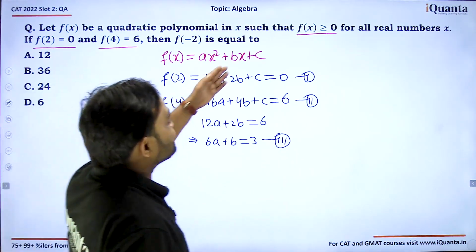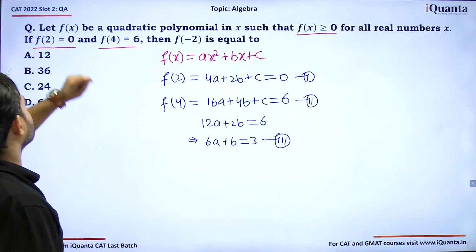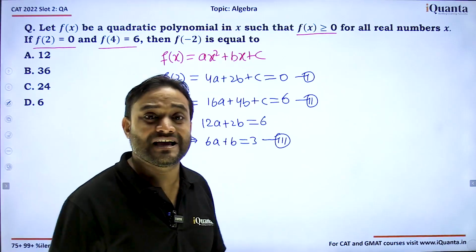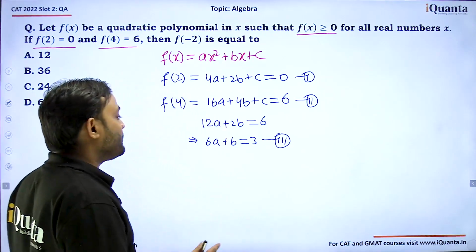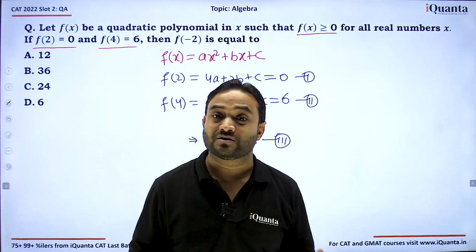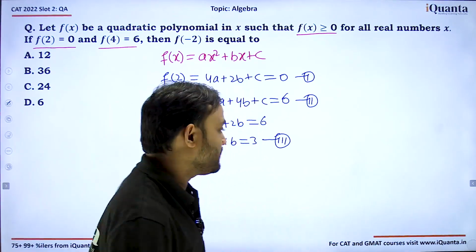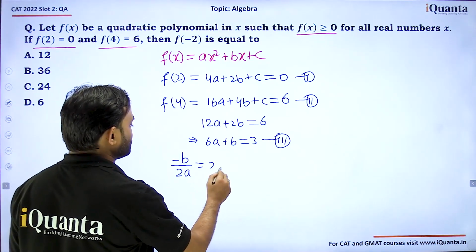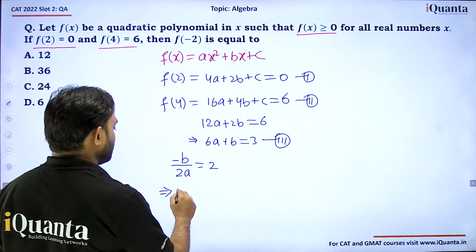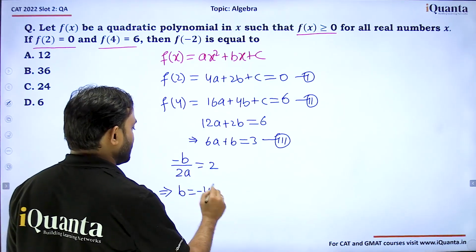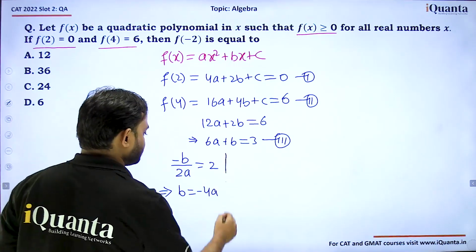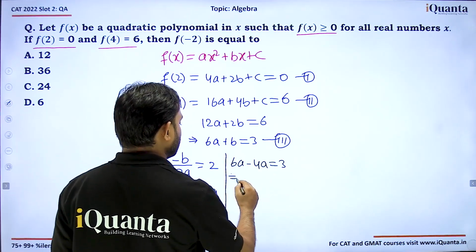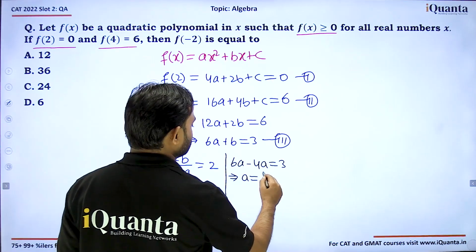Now as f(x) is greater than or equal to 0 and f(2) is equal to 0, we can very simply say that the minimum value of this expression is achieved when x is equal to 2. And when do we get a minimum value of a quadratic expression? When a is greater than 0. That minimum value is achieved at minus b by 2a, and that is equal to 2. So from here we can say b is equal to minus 4a. So let's put that here. 6a minus 4a will be equal to 3, or a will be equal to 3 by 2.